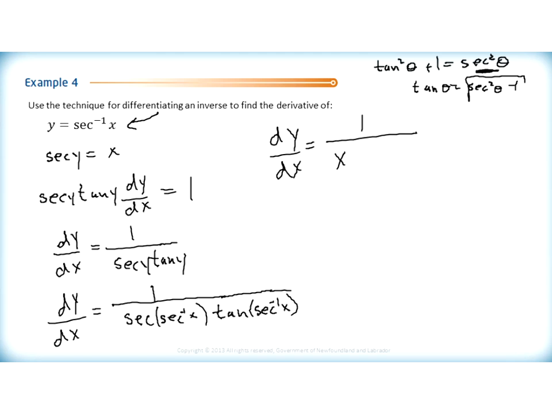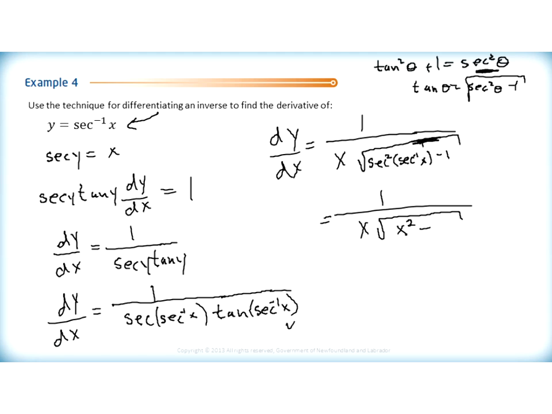So what we're going to have down here, instead of tan of this stuff, is the square root of secant squared of the stuff minus 1, like so. I didn't extend that one far enough either. So there we go. If we put all this together, what we have is 1 over x times the square root of secant squared of inverse secant, which is just going to be x squared minus 1.